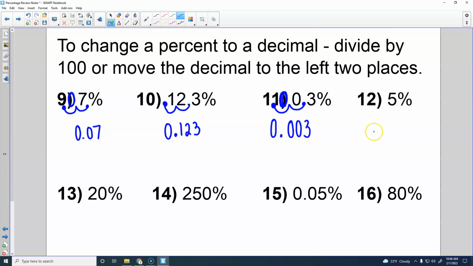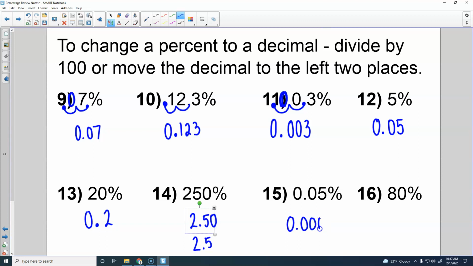All right, Wade, what about number 12? Well, I got 0.05. Perfect. Okay. Let's see. Hank, what about number 13? Very good. 0.2. If you want to put the 0 behind the 2, you can, but it's not necessary. If you want to put the 0, you can, but you don't have to. All right. Peyton, what about number 14? Perfect. 2.50. Or you could just do 2.5. Any of those zeros on the end you don't have to write. Okay? Laura, what about number 15?